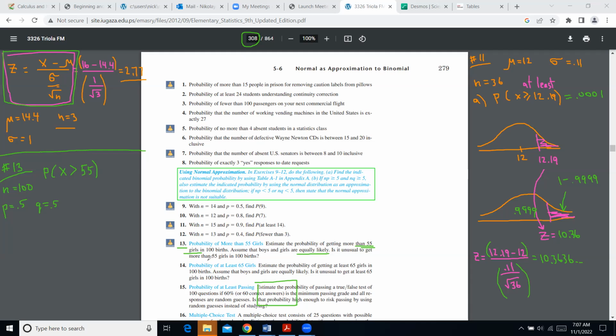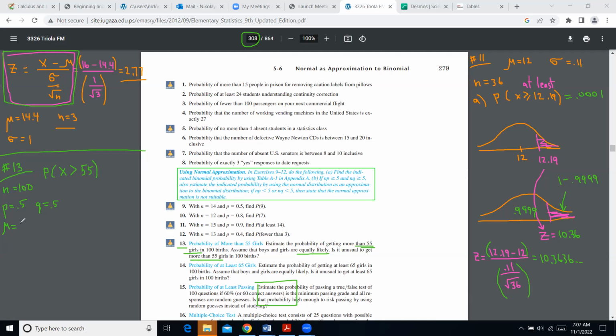So now they want to find the probability that there are more than 55 girls. So it looks like we expect half, like 50, right? We have 100 babies, half of them will be 50. And now, what are the chances that there will be more than 55?